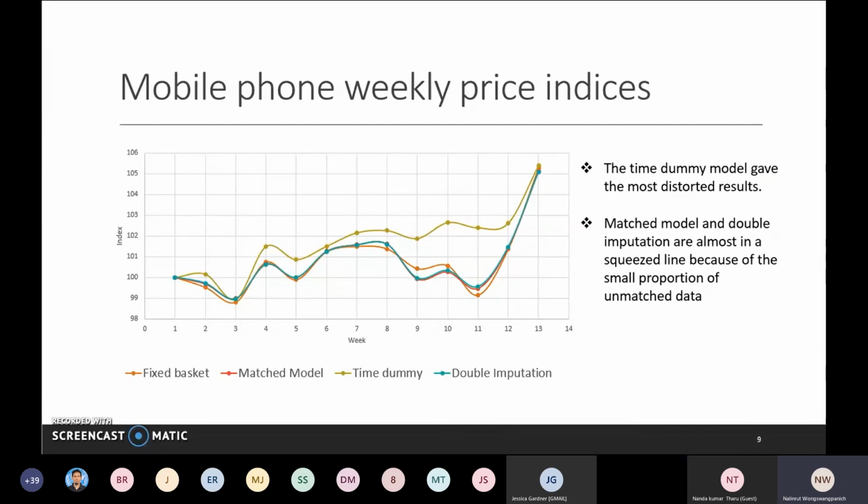This is the result of our study, weekly price indices for mobile phones by the method employed. The time dummy gave the most distorted results of all. And although they almost coincide, the other 3 methods actually have gaps between them. However, match model and double imputation are almost on the same line because the proportion of unmatched data was very small. It is actually what differs the 2 models, match model and double imputation.